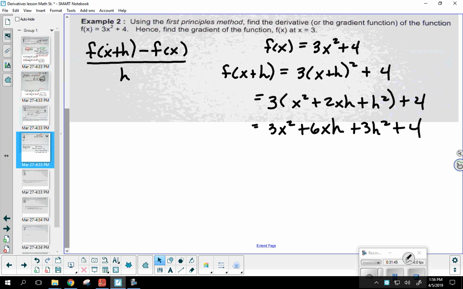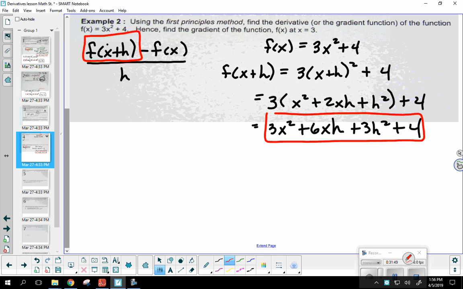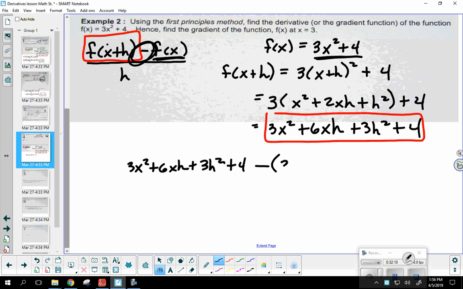So this guy right here, I'm going to plug him in for f of x plus h. So we have 3x squared plus 6xh plus 3h squared plus 4. Now I'm going to subtract f of x, so that's just the original problem. Now it's a binomial, so I'm going to make sure to put it in parentheses: 3x squared plus 4. And this is all over h.